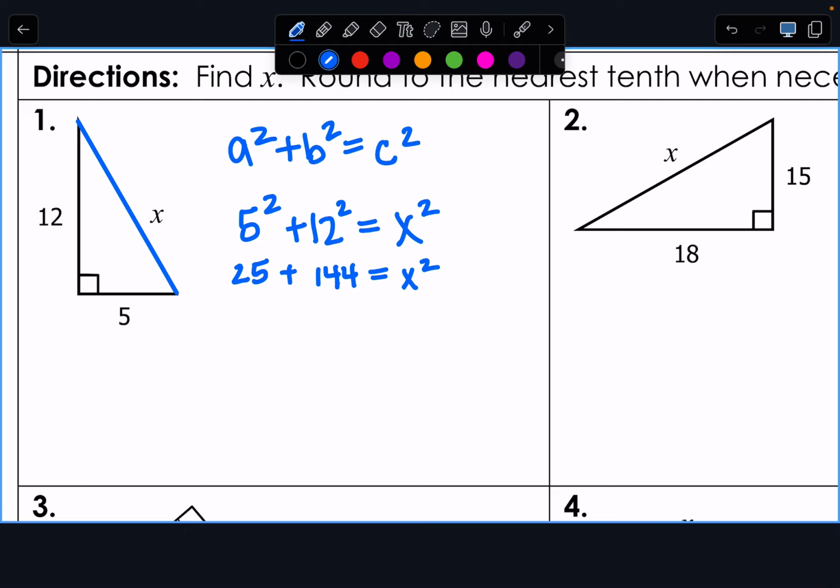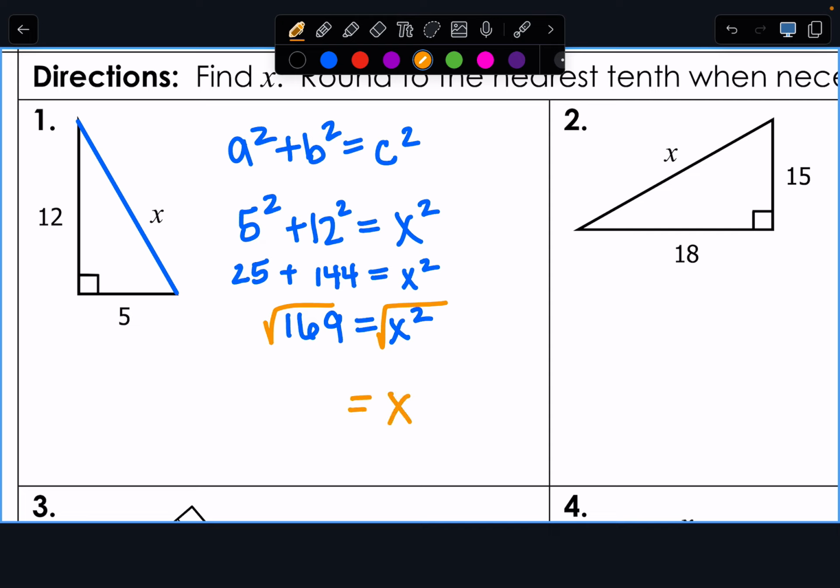type in 5 squared plus 12 squared equals, okay, this is your square button. What is it? 169. 169 equals x squared. Now, hold on. If I have x squared equals a number, how do I figure out what x is? The inverse of a square is the square root. So we need to take the square root of both sides so that this becomes x.